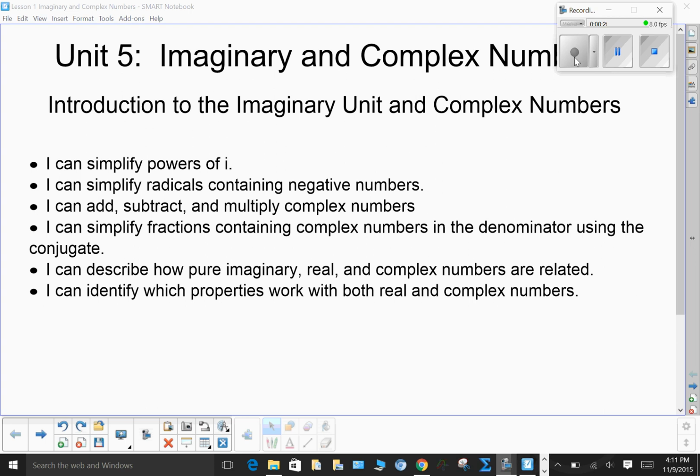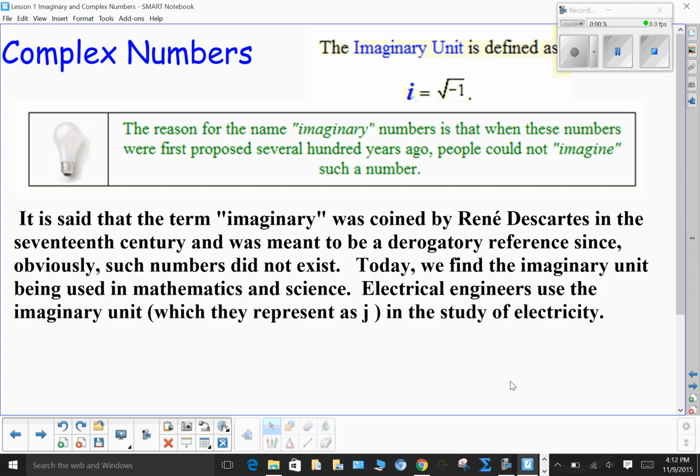You'll be able to graph a complex number. And you will be able to find the absolute value of a complex number. Let's get started. In this first installment of video or audio, we're just going to look at what a complex number is in the imaginary unit.